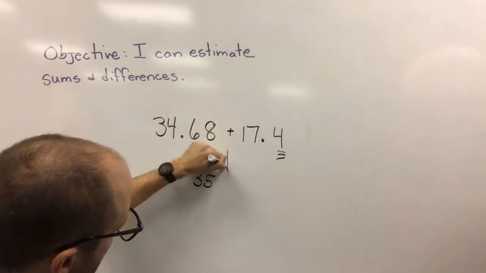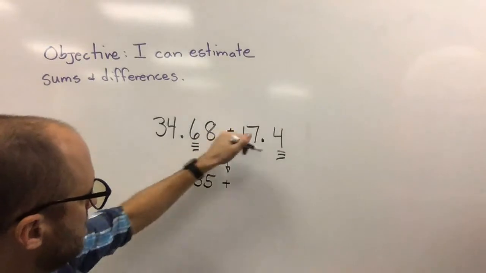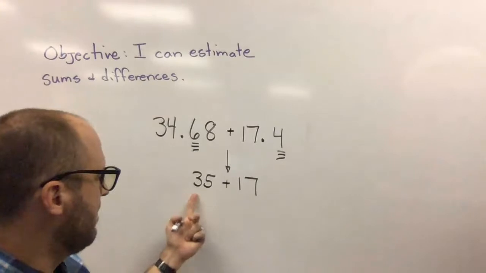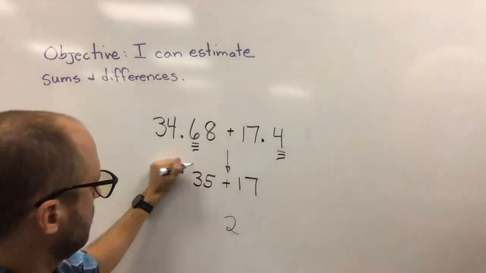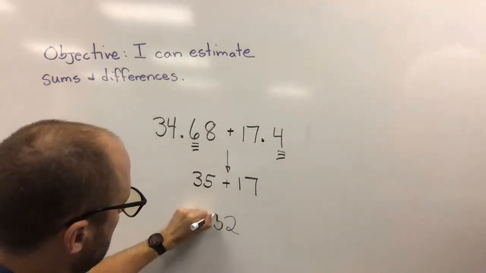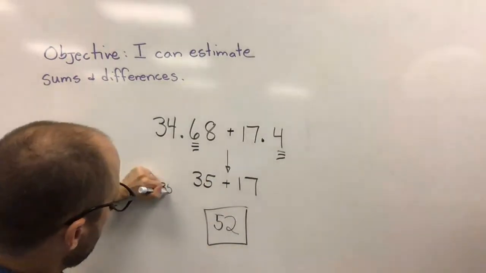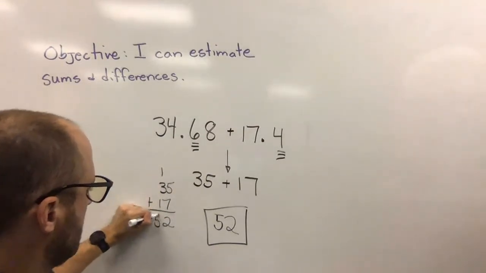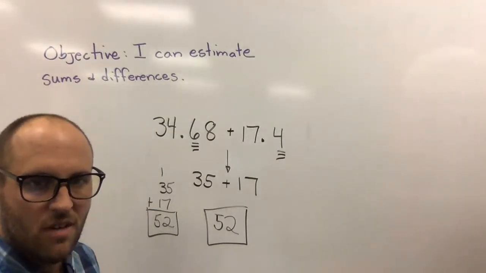I bring down my adding sign. Then I have 17 and 4/10. The 4 tells me to keep the number the same. So I have 17, and then I just add my estimates up. 7 plus 5 is 12. Carry the 1. 3 plus 1 is 4, plus 1 is 5. And our answer there is 52. If you don't want to do it in your head, you could also write it over here and do it vertically. In fact, I recommend you doing it vertically because it will maybe make it easier to solve the problem.